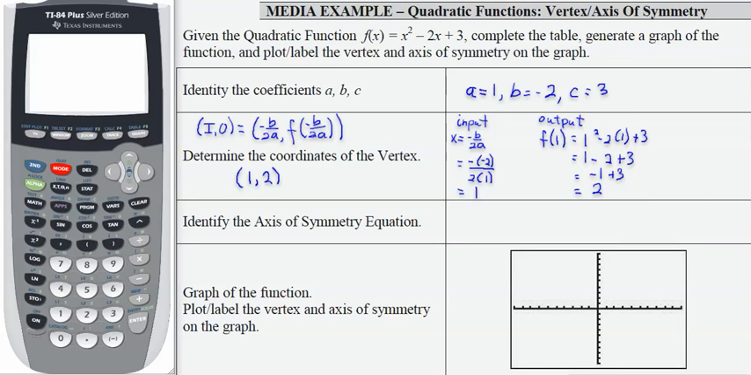I'm going to go ahead and graph my vertex on this graph here. 1, 2 is right there. And I'm going to label that as 1, 2.